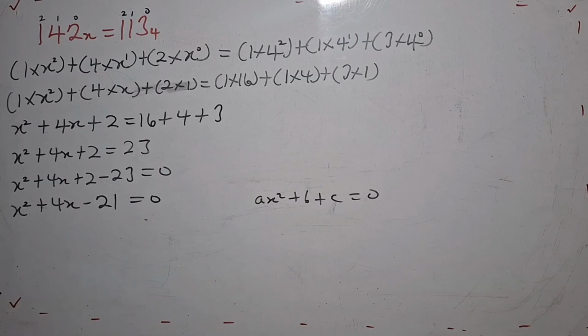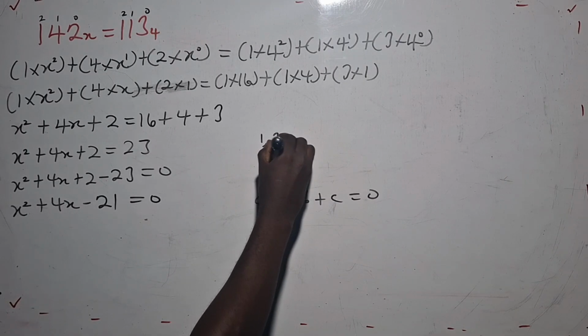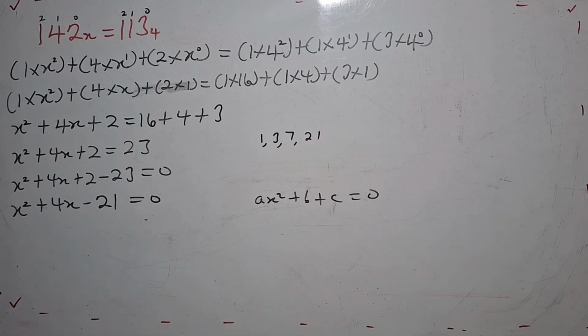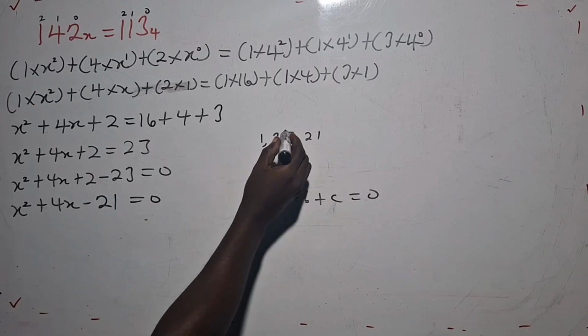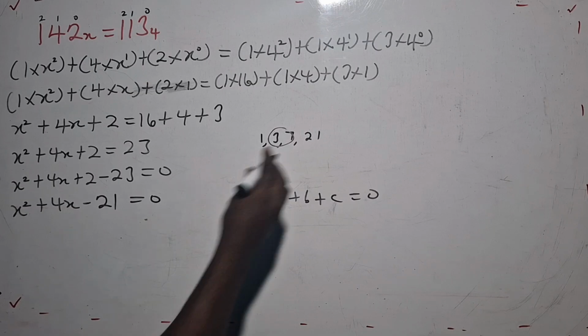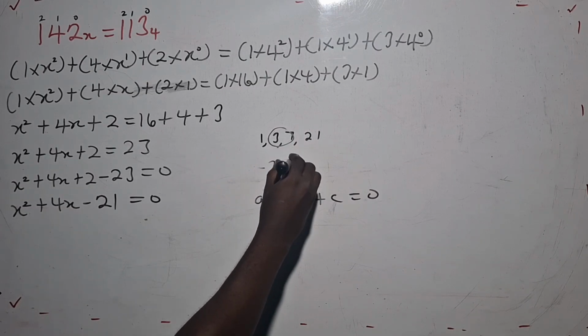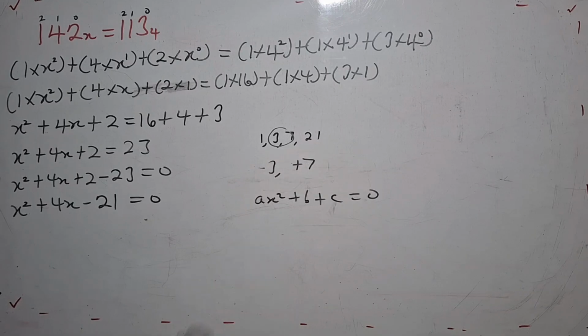So what are the factors of 21? It is 1, 3, 7, and 21 itself. Now what numbers will I get that when I add, I'll get positive 4, but when I multiply, I'm going to get negative 21? So I'll pick the 3 and the 7, because that will be the perfect numbers for me. Picking them, I'll make sure the 3 is negative, then the 7 is positive.